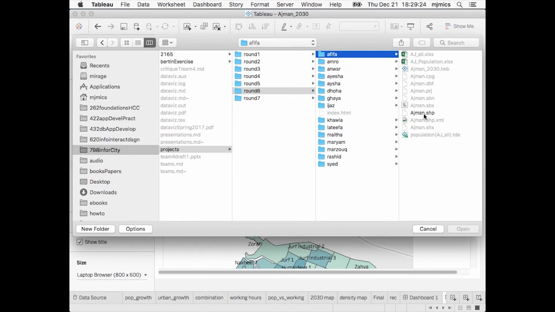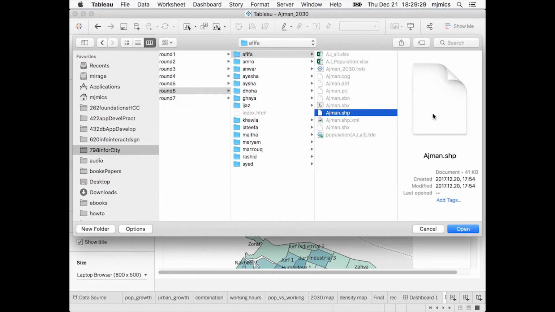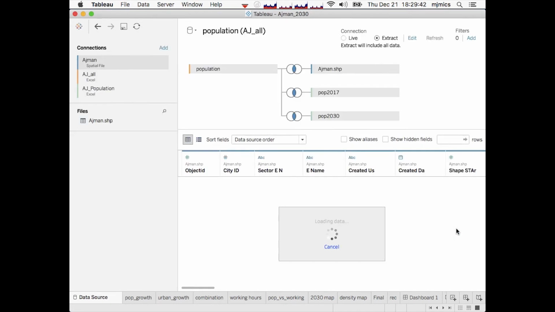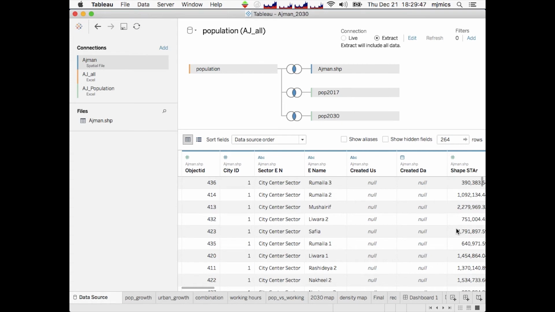Okay. So here, this is a shape file, which is a GIS type of file that is actually a map. So we load it into, we add it into the data source. We open it. And once we open it, it will show here as one of the files.